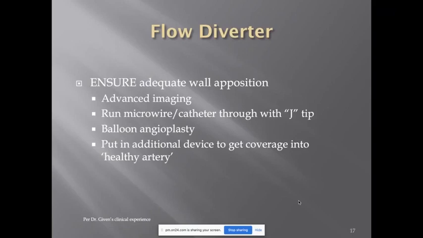So you can do different things. I encourage people to definitely do DynaCTs when you're not sure about wall apposition, to run the microcatheter through with a J-tip, and to run your intermediate catheter through, now that we have intermediate catheters that are very good with that. Don't be afraid to use a balloon. If you're concerned, use a balloon. Eric can probably comment on this too, but you'll go through a phase where you try to get cute and use shorter devices, and I definitely went through that phase. We weren't necessarily going with the pipeline from healthy artery to healthy artery to really have good apposition.